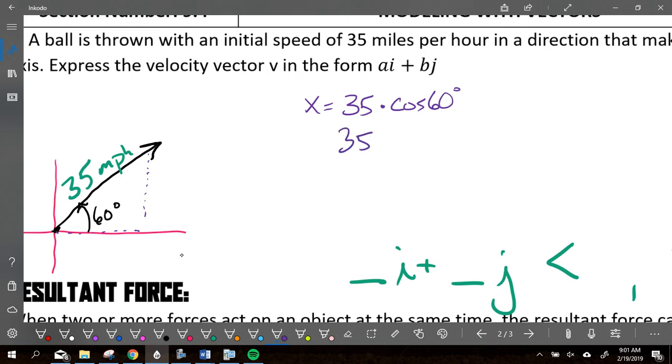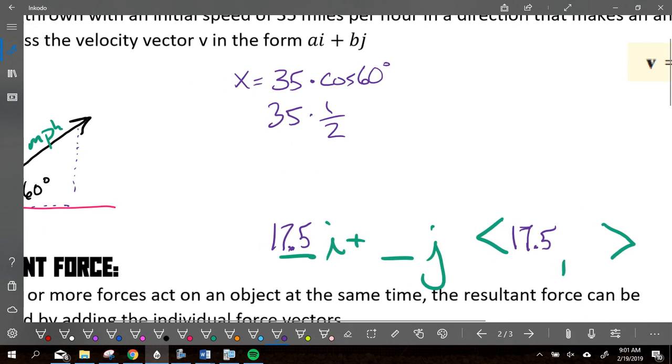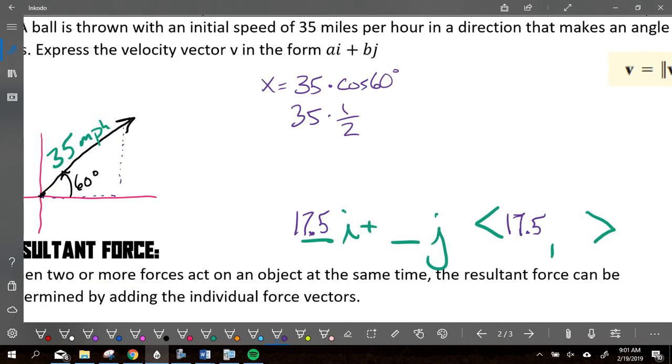It's 35 times 1/2. What is the x component of my vector going to be? 17.5. That is the x component of my vector. That is how far it's traveling on the x-axis, 17.5 units. Make sense on how we found the x value? Now find the y value. You can round your final answer to 3 decimals.